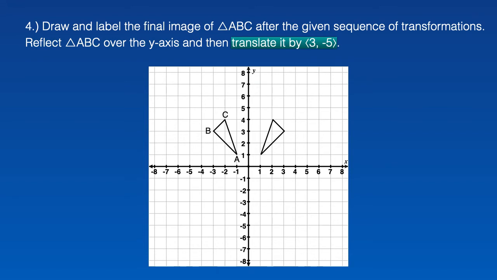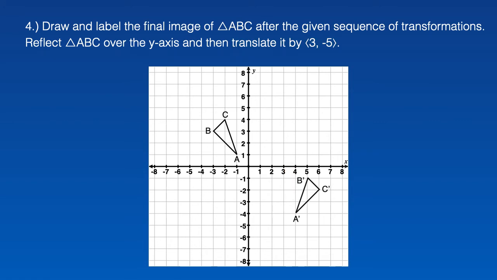And then we have to translate it by a vector of 3 comma -5. Remember what that vector means: the first number, the +3, means that you're going to move it 3 units to the right. So let's do that. Let's move it 3 units to the right. The second number, the -5, means you're going to move it 5 units down. So let's do that now. 5 units down. And there's where our final image is going to be.